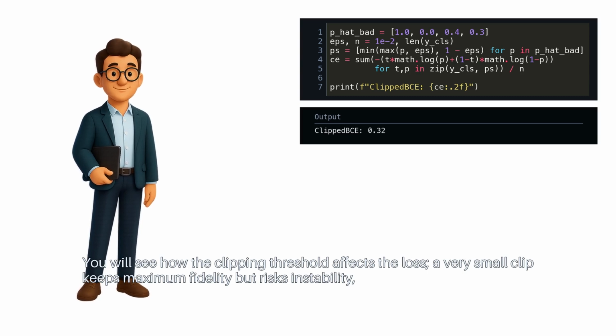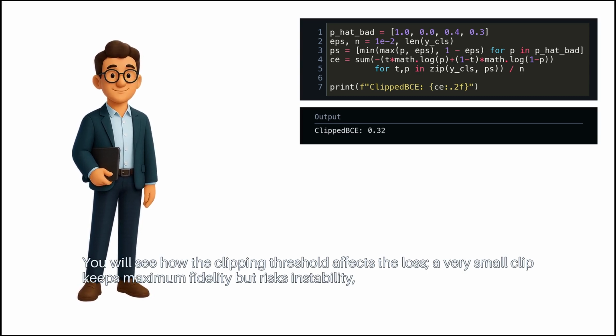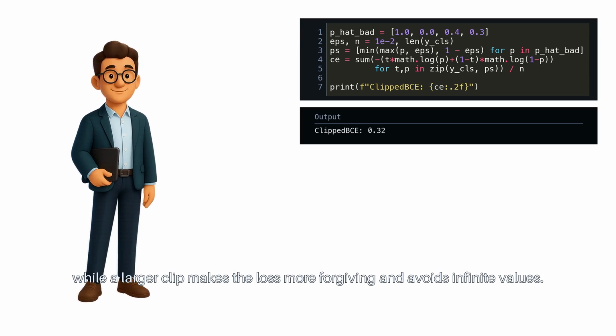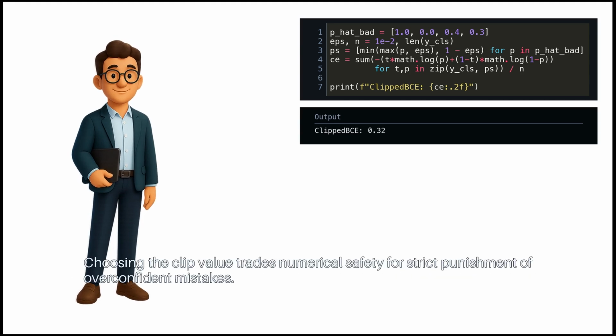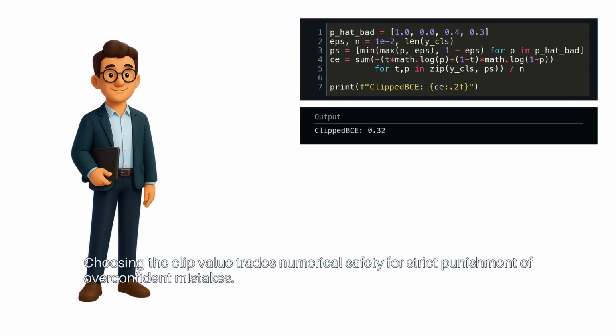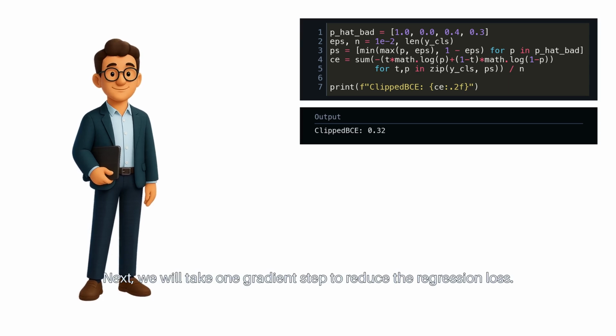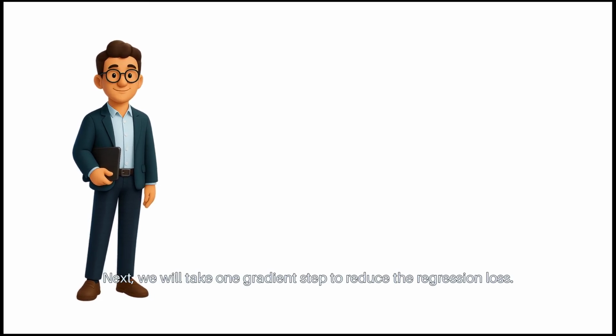You will see how the clipping threshold affects the loss. A very small clip keeps maximum fidelity, but risks instability, while a larger clip makes the loss more forgiving and avoids infinite values. Choosing the clip value trades numerical safety for strict punishment of overconfident mistakes. Next, we will take one gradient step to reduce the regression loss.